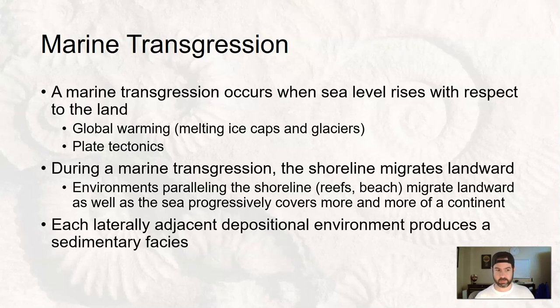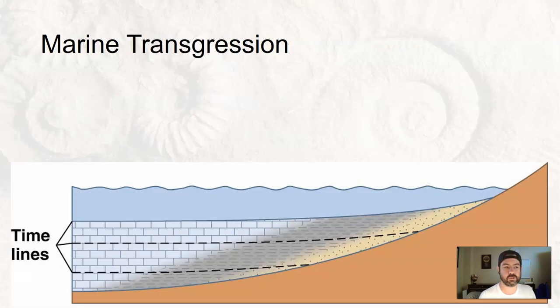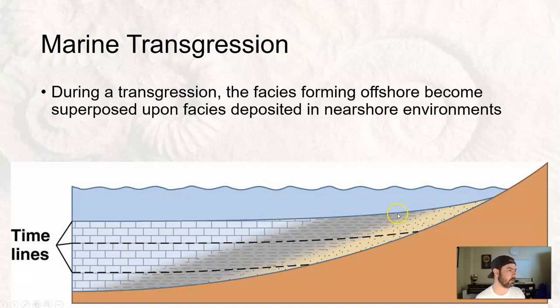And when this occurs, each different environment that you have, the beach moving upward, the reefs moving landward, will then eventually deposit different sediment facies. So we get these lateral, sideways changes in rock types. So during a transgression, the facies forming offshore become superimposed upon facies deposited in nearshore environments. So let me show you a little bit about what I mean here.